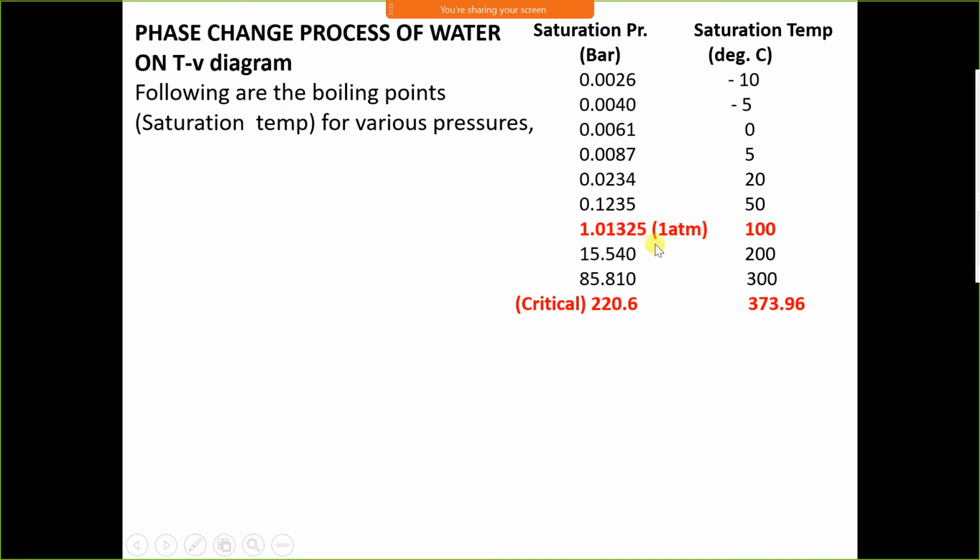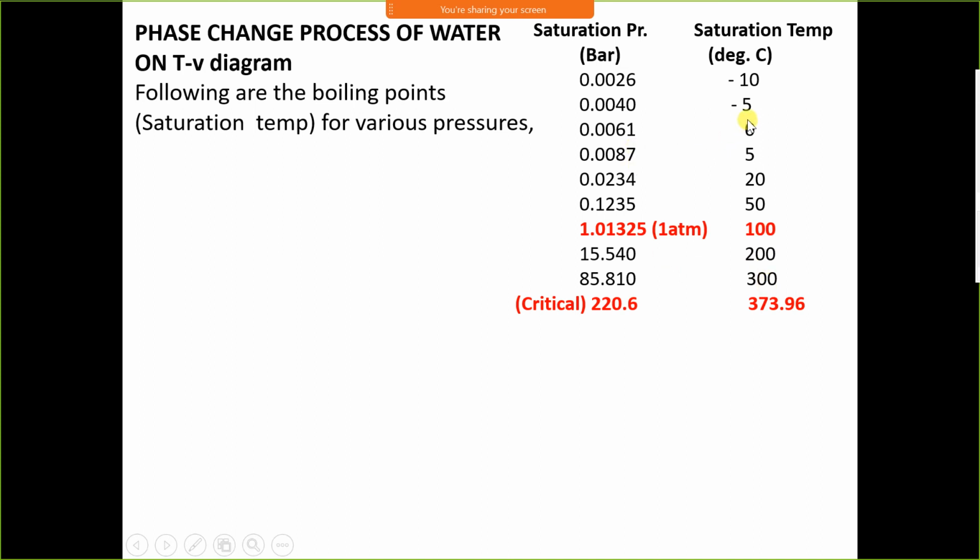We know that 1 atmospheric pressure is for sea level condition. 1 atmospheric pressure is equal to 1.01325 bar. Here I am representing pressure in bar. At 1 atmospheric pressure, boiling temperature is 100 degrees Celsius. As the pressure decreases, boiling temperature also decreases. As the pressure increases, boiling temperature also increases.